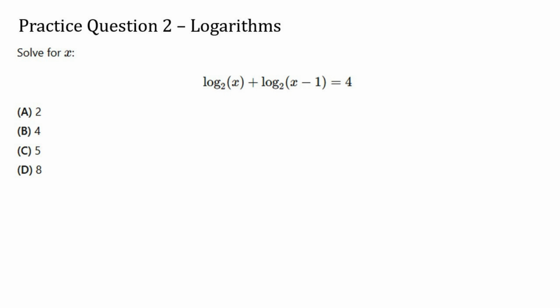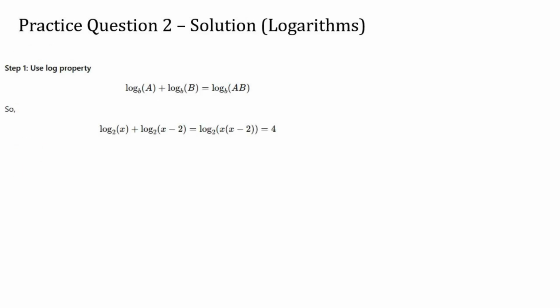Practice question 2. Solve for x in the following logarithmic expression. Remember to use your log identities for this question. To begin, we recall a logarithmic identity. The sum of two logs with the same base is equal to the log of the product of their arguments. In this case, the log base 2 of x plus the log base 2 of the quantity x minus 2 is equal to the log base 2 of x times the quantity x minus 2.